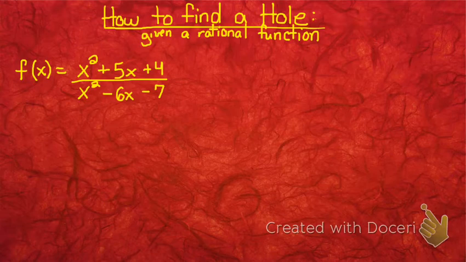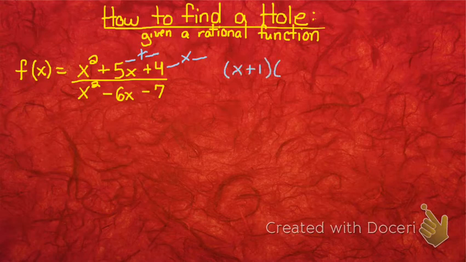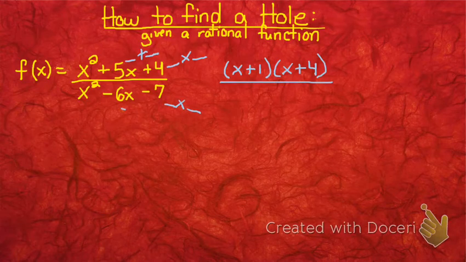So if I was to factor my numerator, I would think of two numbers that multiply and equal 4, but add and equal 5. And the two numbers that work are 1 and 4. So when I factor it out, I'll have x plus 1 and x plus 4. In the denominator, when I think of two numbers that multiply and equal -7, but add and equal -6, I get -7 and 1. So when I write the factors, it'll be x minus 7 and x plus 1.